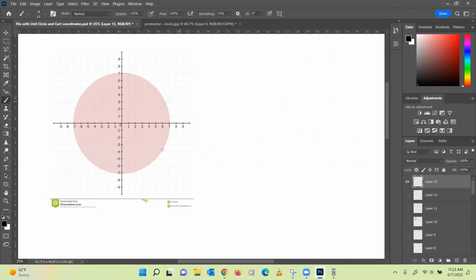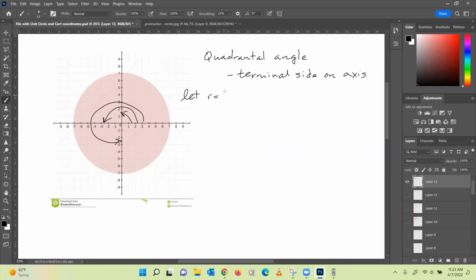What if we have a quadrantal angle? Kind of an odd term. A quadrantal angle has the terminal side on an axis. So that would be like 90 degrees or 180 degrees or 270 degrees, for example. So let's pretend that our radius is 1. I know I drew it as 7, but let's pretend it's 1.